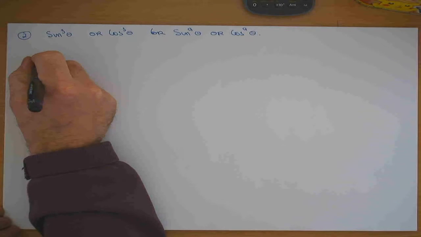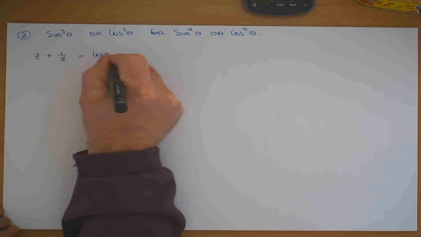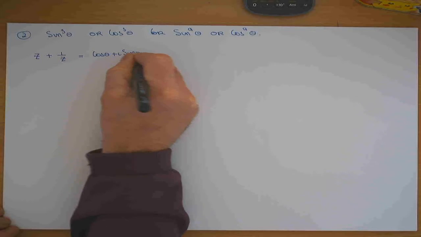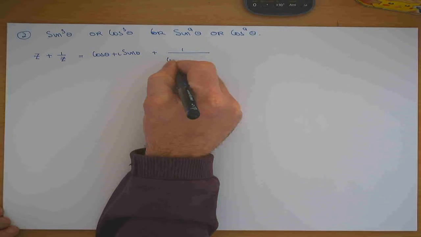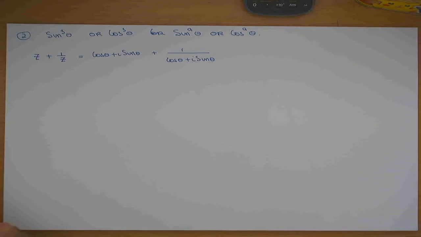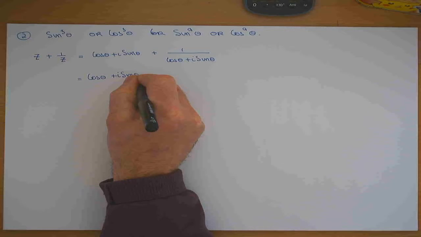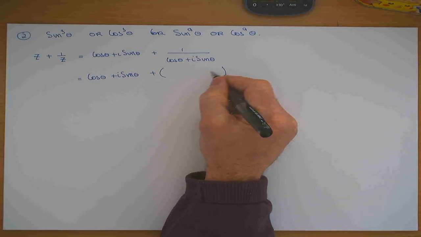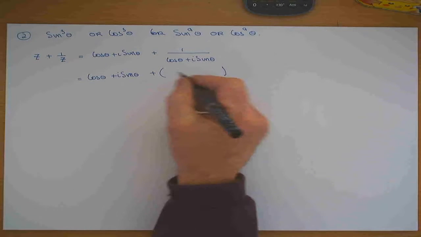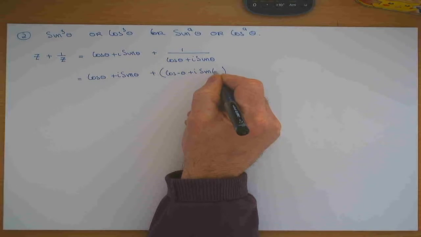I know that z plus 1 over z is equal to cosine theta plus iota sine theta plus 1 over cosine theta plus iota sine theta. You understand that? Z being the complex number in polar form, what is it? Cos theta plus iota sine theta. That's equal to cosine theta plus iota sine theta plus, well, 1 over that should be that to the power minus 1 when I bring it up. So that's the same as cosine minus theta plus iota sine of minus theta.